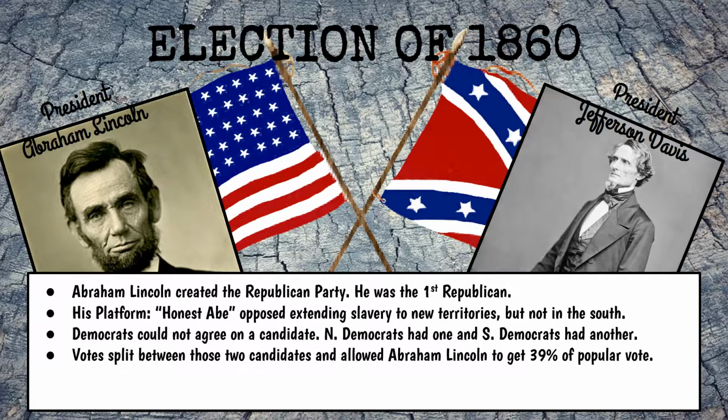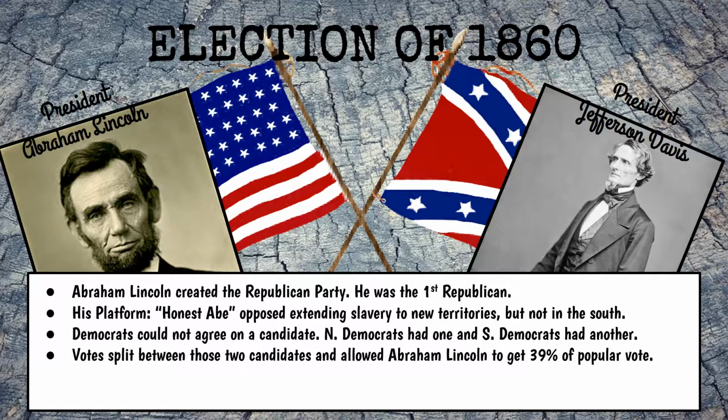So let's just say you had 30 Northern Democrat votes for one guy. You had 30 Southern Democrat votes for another guy. Well, your vote split between those two candidates, which allows Abraham Lincoln to have 39% of the popular vote and win the presidential election. So the majority of the country didn't even want Abraham Lincoln, but he just happened to get the luck of the draw because the Democrats couldn't figure out which candidate they wanted in the running. So write that stuff down.